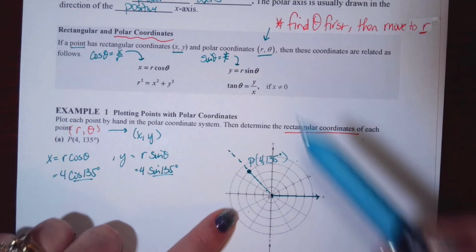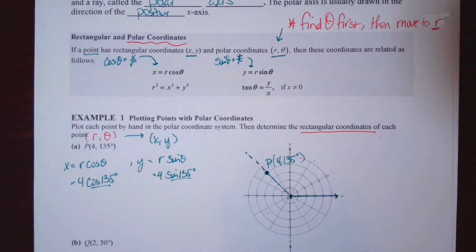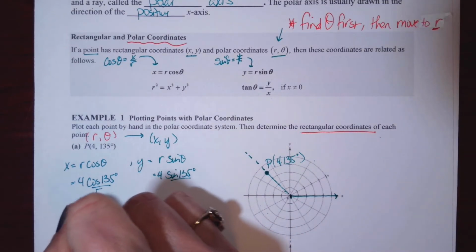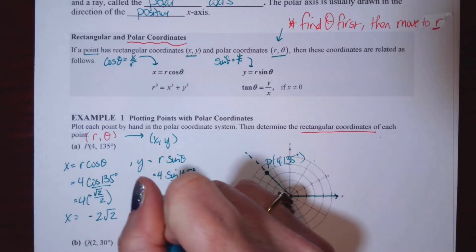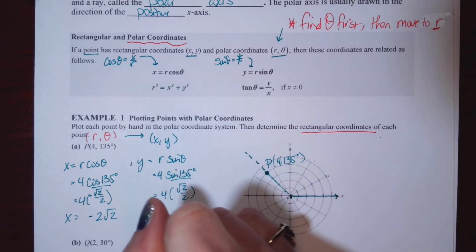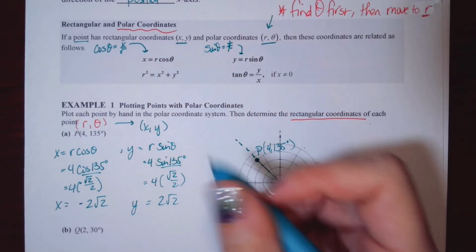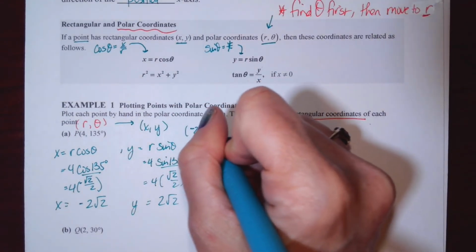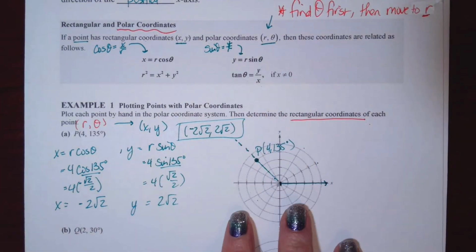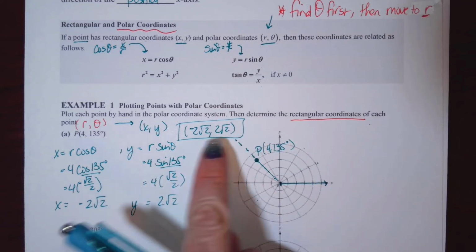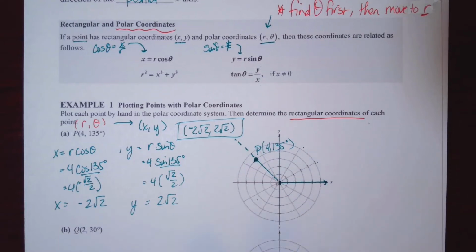Now I'm pointing here, I'm thinking about picturing my rectangular coordinate system overlaid over my polar coordinate system. So I've got 4 times a negative square root 2 over 2 for x, and I've got 4 times a positive square root 2 over 2 for y. So my coordinates in rectangular form are negative 2 square root 2, positive 2 square root 2. And if I were to overlay a rectangular coordinate system where I had vertical and horizontal lines instead of circles, that would be this location on that coordinate system.